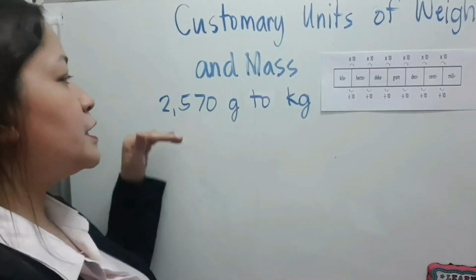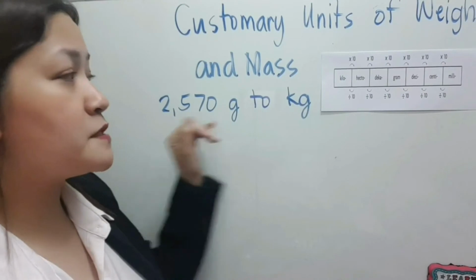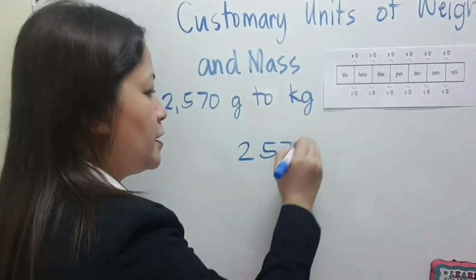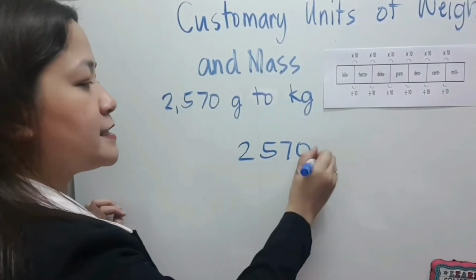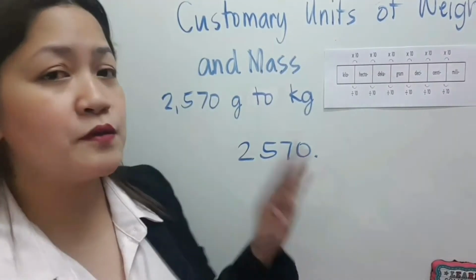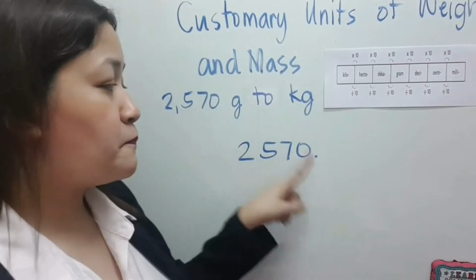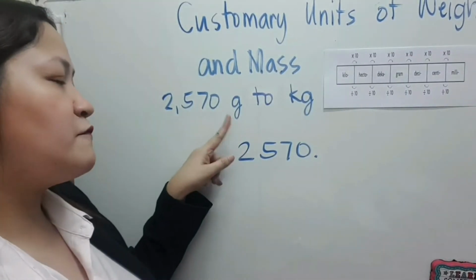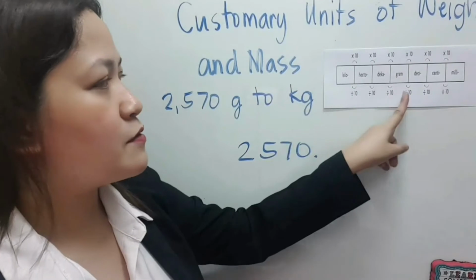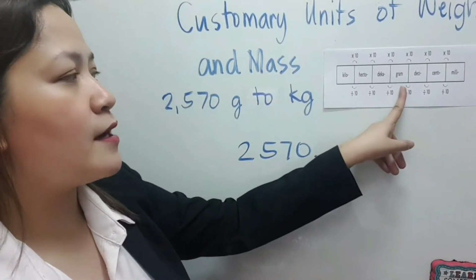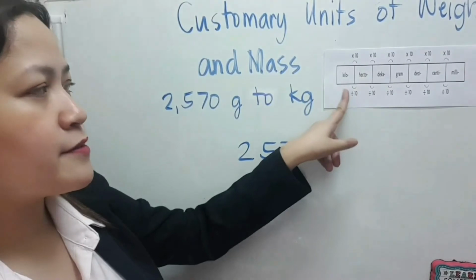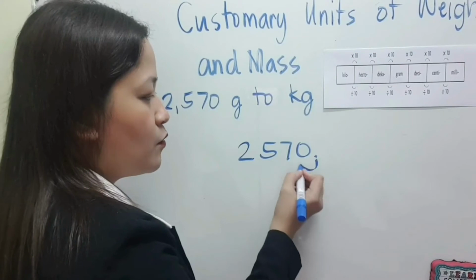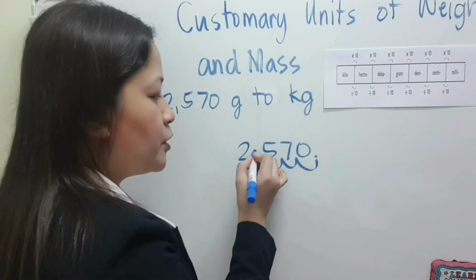Now let us convert 2,570 grams to kilograms using the diagram. So first, write the number. Again, the decimal point is at the end of a whole number. So if you don't see any decimal point, just put it at the end of the whole number. So we need to convert from grams to kilograms. So grams is here, going to kilogram, 1, 2, 3. So we move 3 places to the left. So from this point, 1, 2, 3. The point will be there.